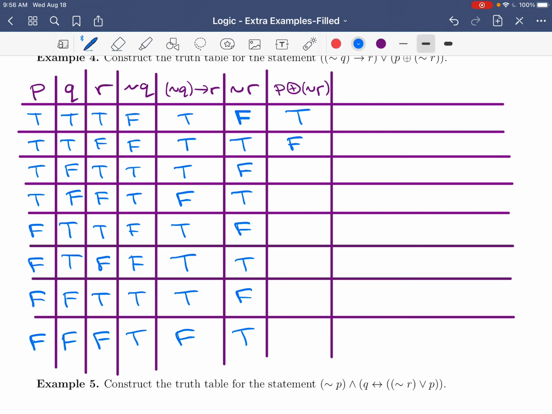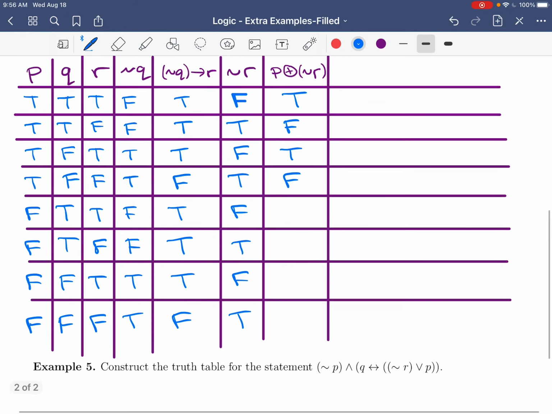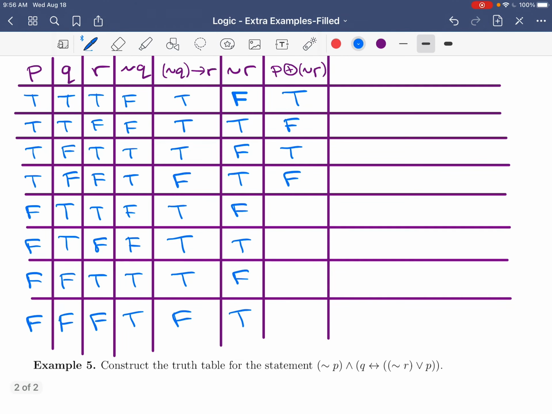In the fourth row, I have P is true, not R is false, so that's a true. And then again, I have them both true, so that's a false. Now in the next 4, I know that P is always false. So what I'm looking for is where not R is true. So that's going to be here and here. So those are going to be true, and these guys are going to be false.